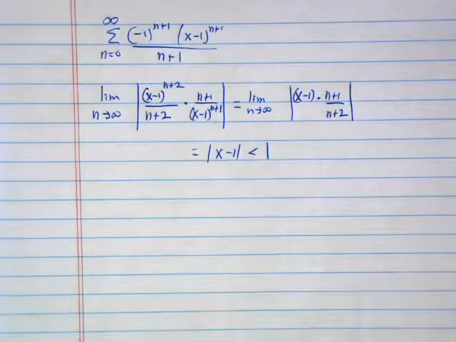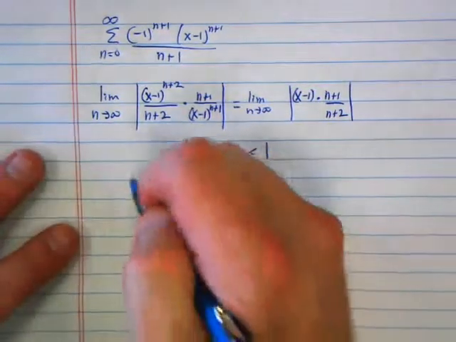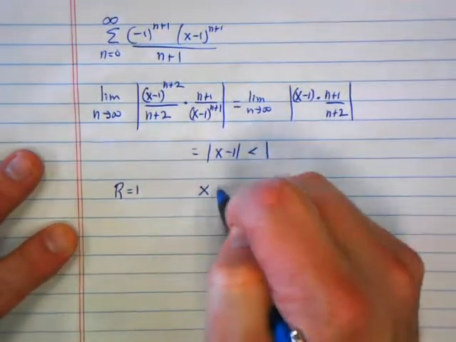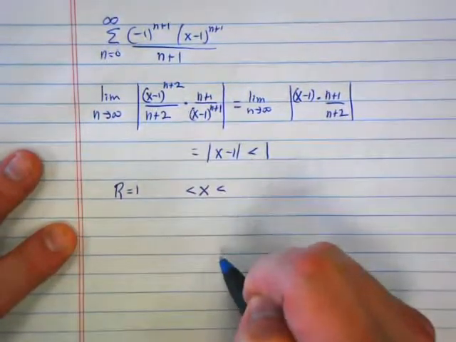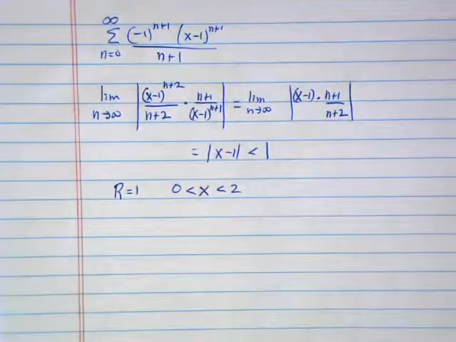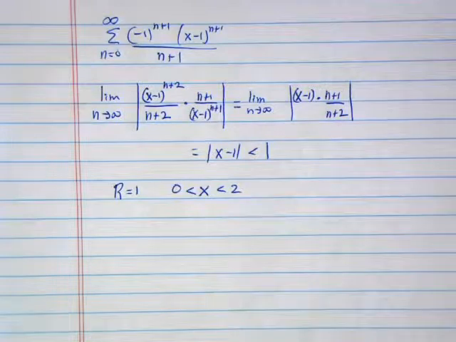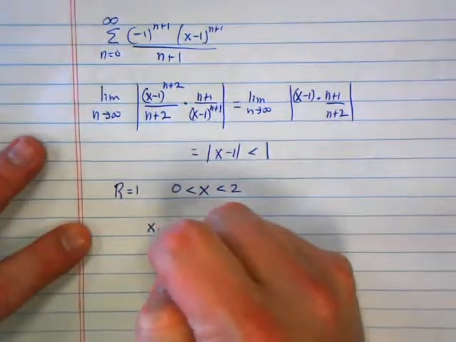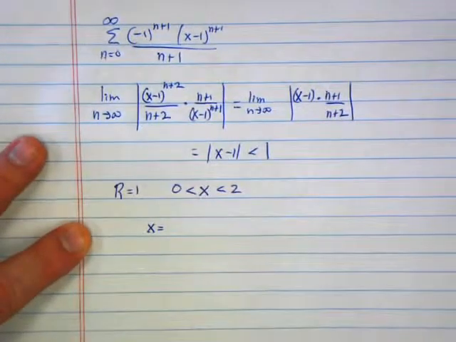What's our radius of convergence? 1. So r equals 1. What's our interval of convergence? 0 to 2, because I'm centered at x equals 1. I can go one step to the right, one step to the left. Check the endpoints. Which one do you want to try first?